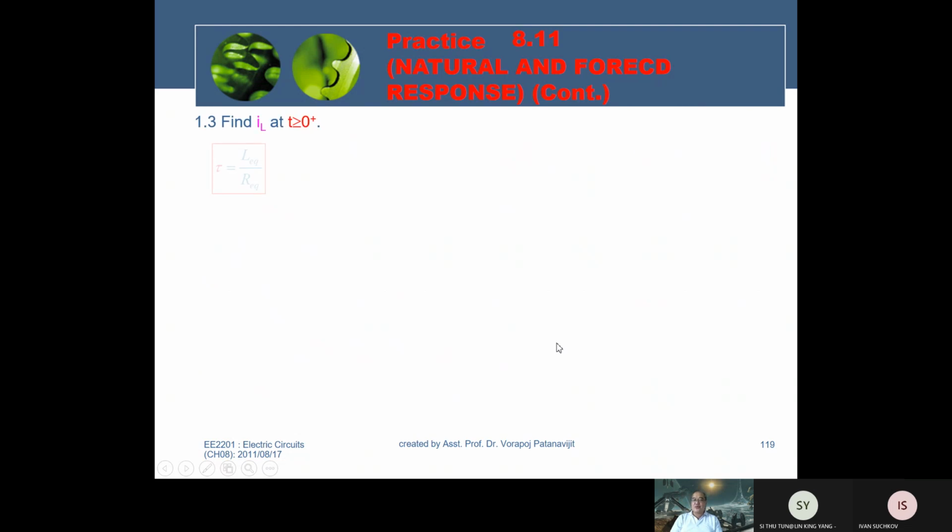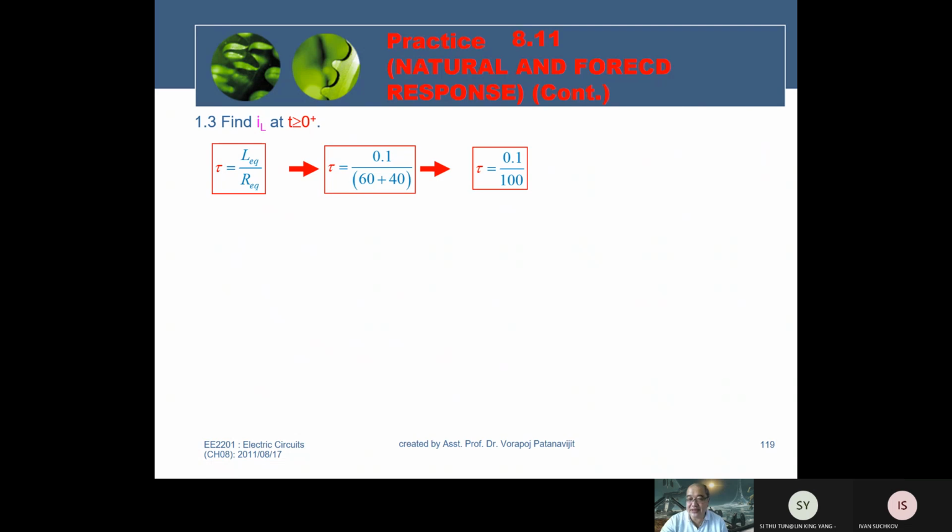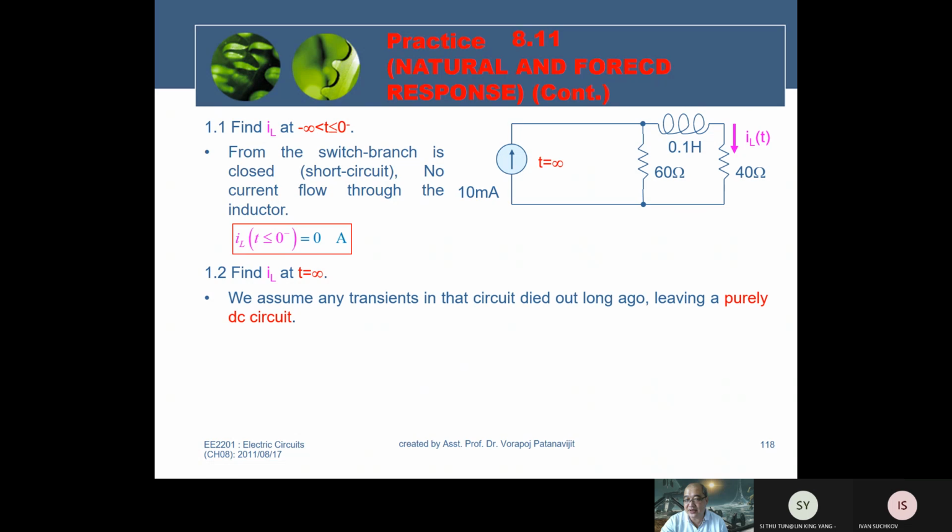Okay, now the next one determines IL for time greater than 0. In this step, you must compute the equivalent inductance and the equivalent resistance. Now, you check the circuit first again. For time greater than 0, the circuit structure is in this form. And the current source, how to kill the current source? You must kill it by open circuit.